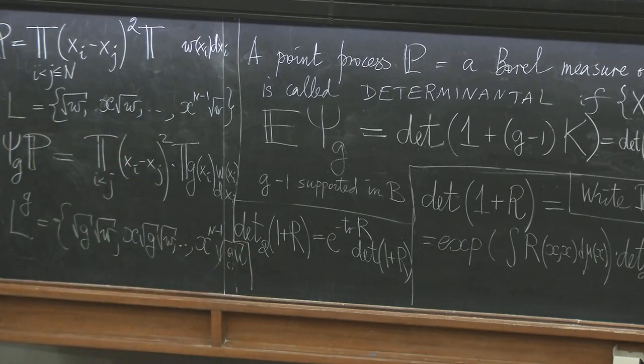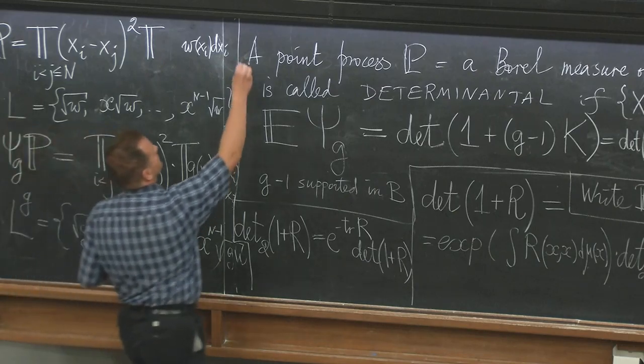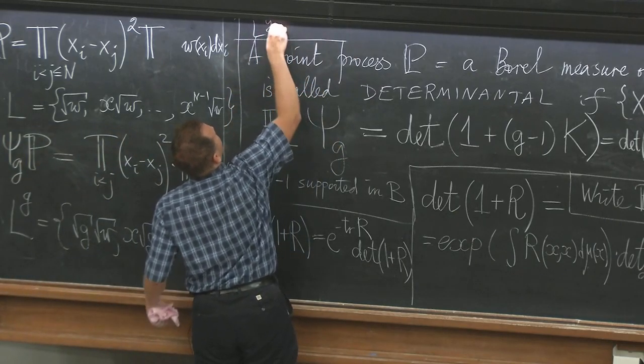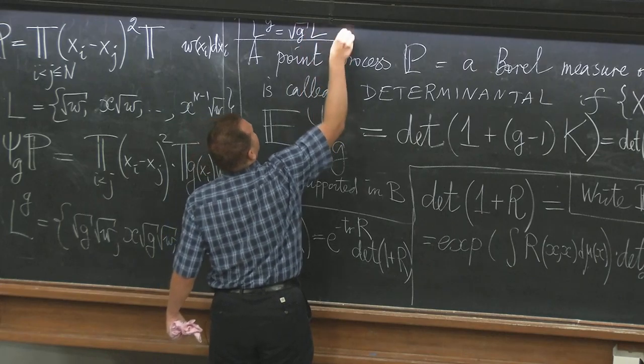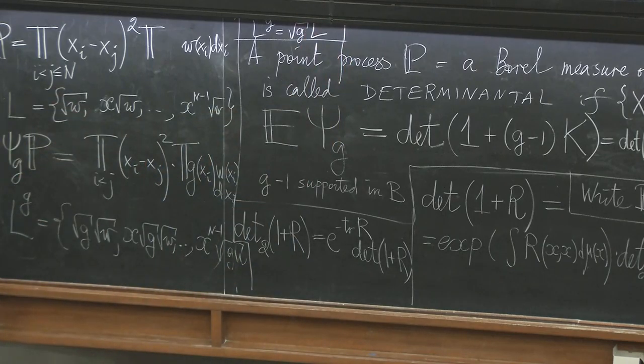Okay. So it is clear that L_g is equal to square root of g times L. So it is clear. Observe, however, that it is much less clear how to write the kernel for this new orthogonal polynomial ensemble. Even if L is your favorite very classical orthogonal polynomial ensemble, Hermite polynomials, it is completely not clear how to write the kernel for such an ensemble.